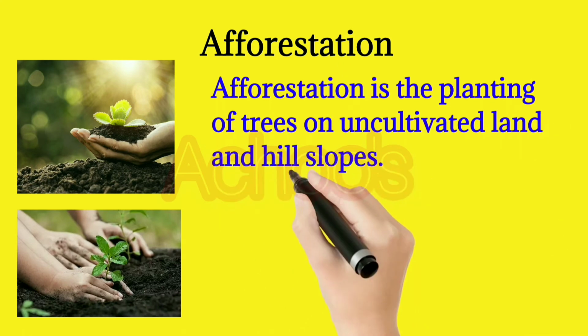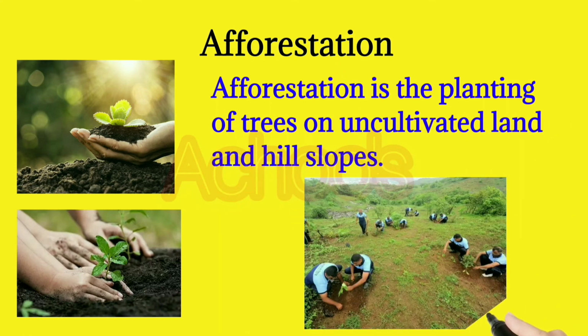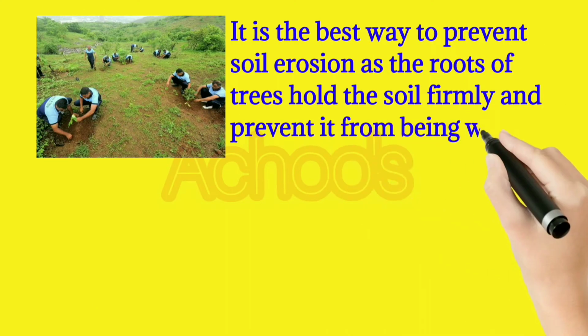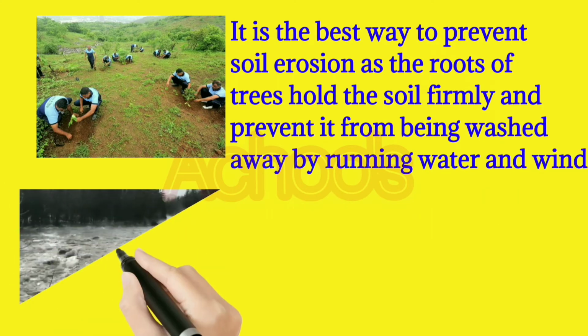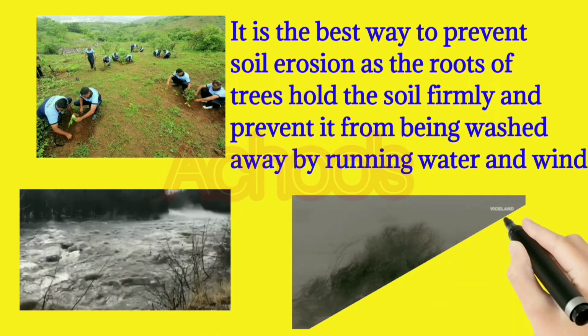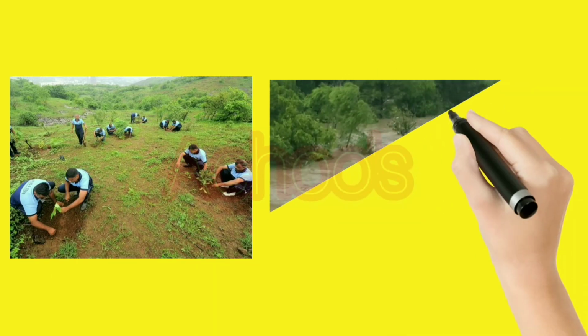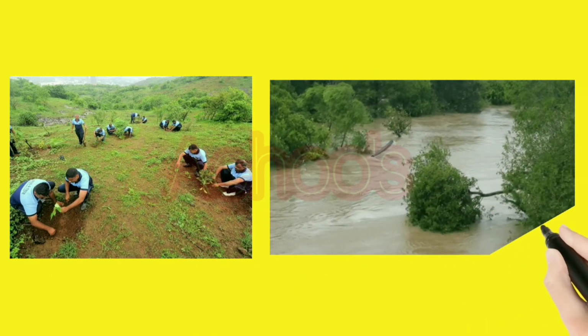Afforestation is the best way to prevent soil erosion. Why? Because the roots of trees hold the soil firmly and prevent it from being washed away by running water and wind. So the trees and plants reduce the speed of flowing water, thus allowing more water to be absorbed by the soil. So this is about afforestation.